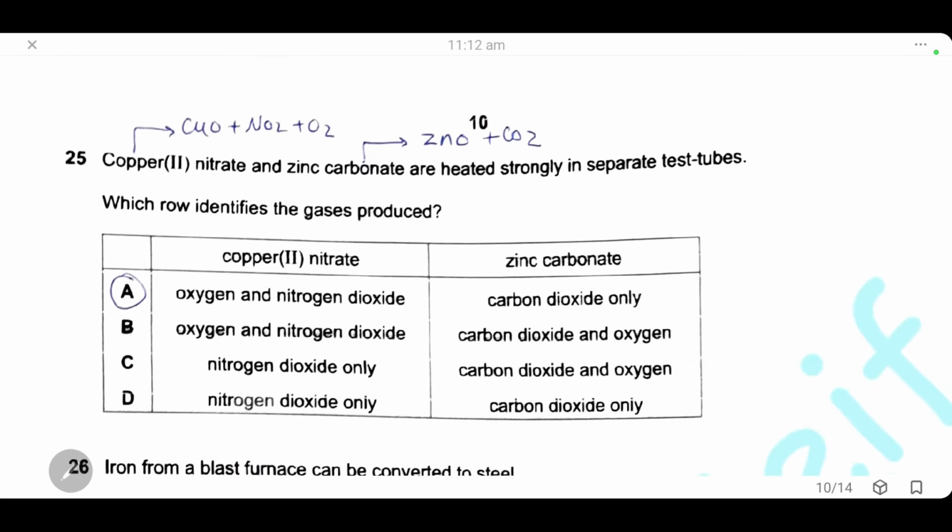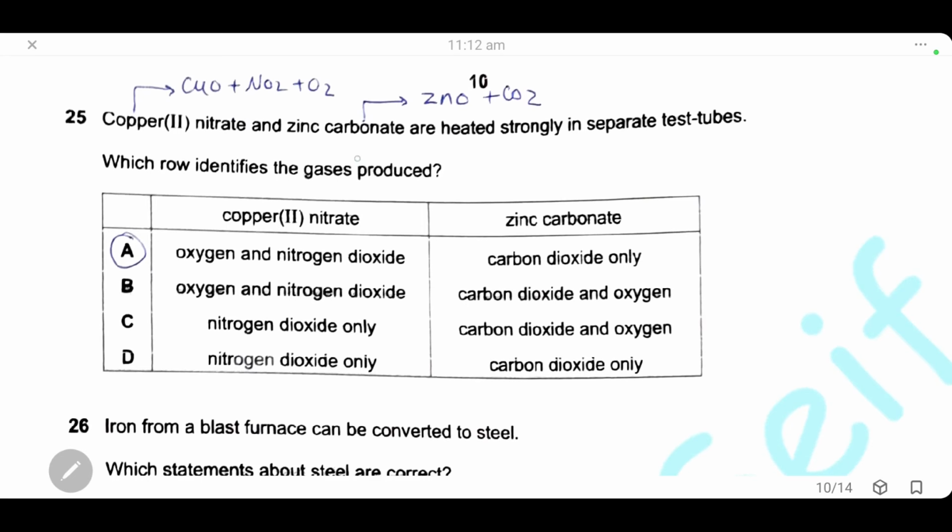Question 25. Copper(II) nitrate and zinc carbonate are heated strongly in separate test tubes. So here we will get thermal decomposition for the copper nitrate and zinc carbonate. These are the products of decomposition for the nitrate: copper oxide, nitrogen dioxide, and oxygen gas. For decomposition of zinc carbonate, we will have zinc oxide and carbon dioxide gas. So here, what are the gases produced? On this side, nitrate, we have two gases, nitrogen dioxide and oxygen. And here for carbonate, we only have carbon dioxide gas. So the answer will be A.